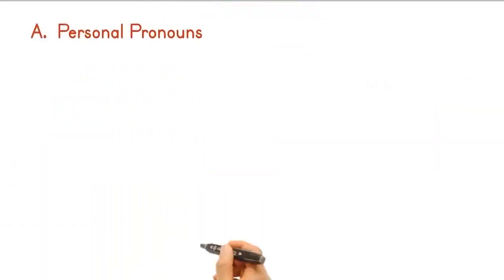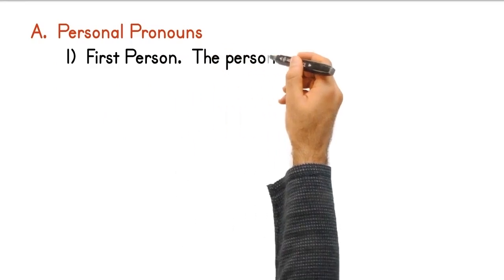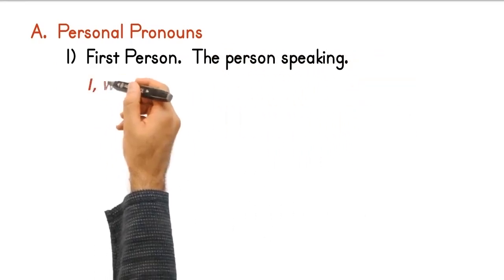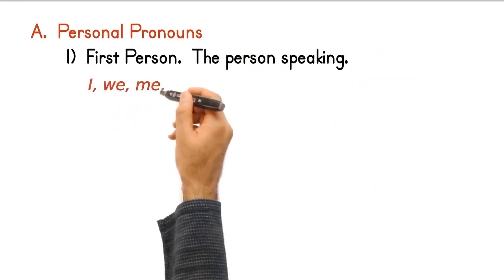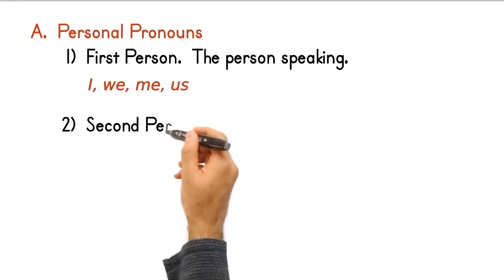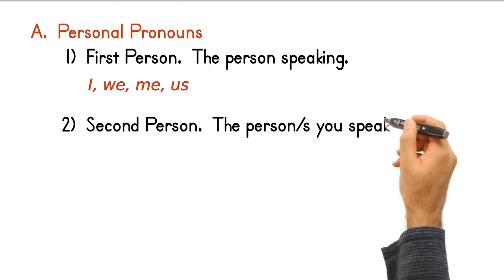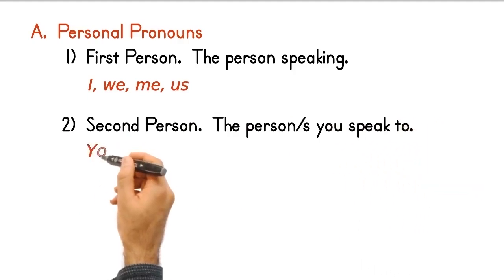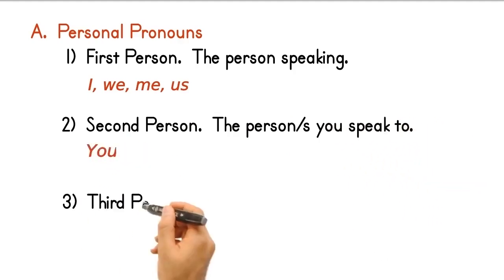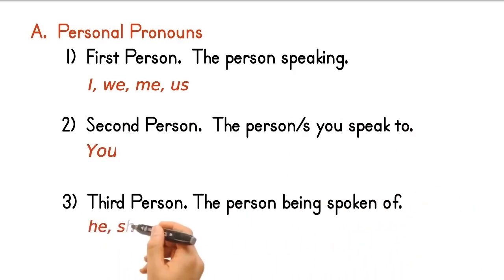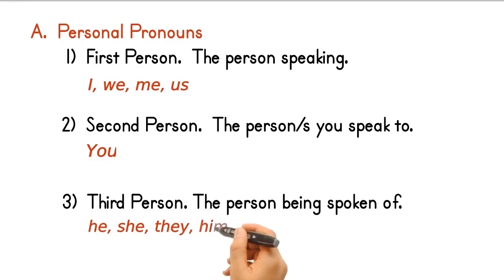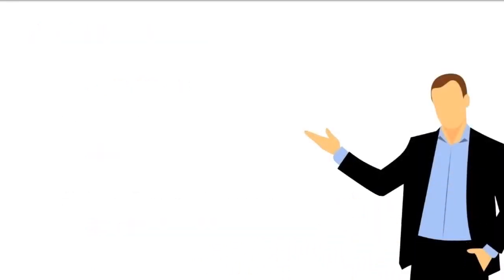Personal pronouns. Pronouns in the first person refer to the person speaking: I, we, me, us. Pronouns in the second person refer to the person you are speaking to: you. Pronouns in the third person refer to the person being spoken of: he, she, they, him, her, them.